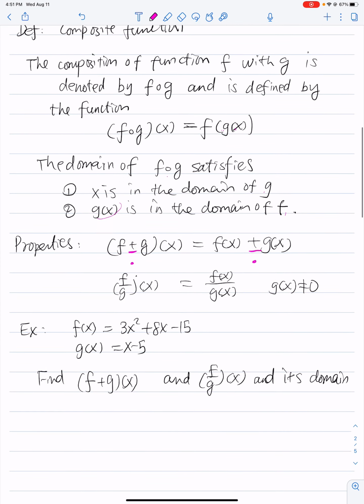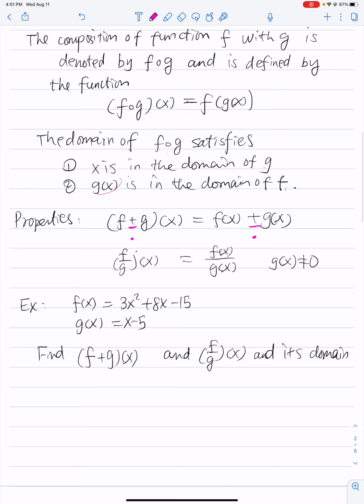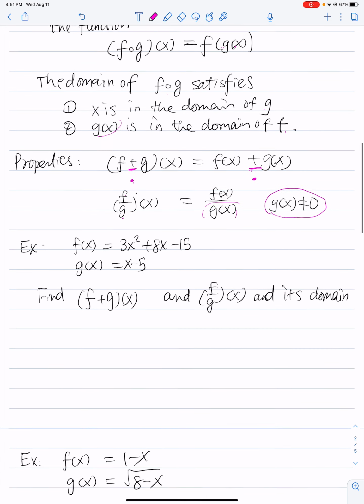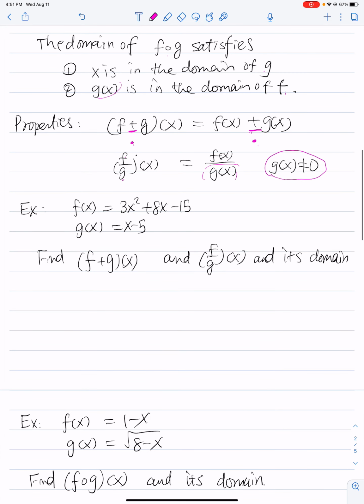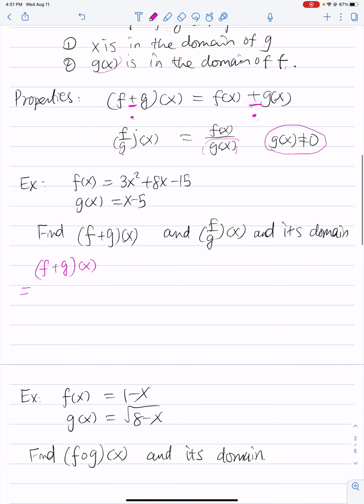Okay, and some other properties of the operations of the functions: you can add two functions, you can subtract, and you have multiplication, and you can divide. But when you divide, you need to be careful, the denominator cannot be equal to 0. Okay, so what will be (f+g)(x) for this question?